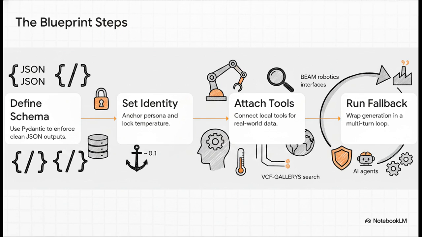2. You set your system instructions to anchor the identity and you lock that temperature down to 0.1 to eliminate any hallucination. 3. You attach your local tools, like the beam robotics interfaces or the VCF gallery search, making sure to intercept those function calls so the agent can really see and interact with the real world. And 4, you wrap that entire generation process inside your multi-turn try-except fallback loop to guarantee absolute reliability.